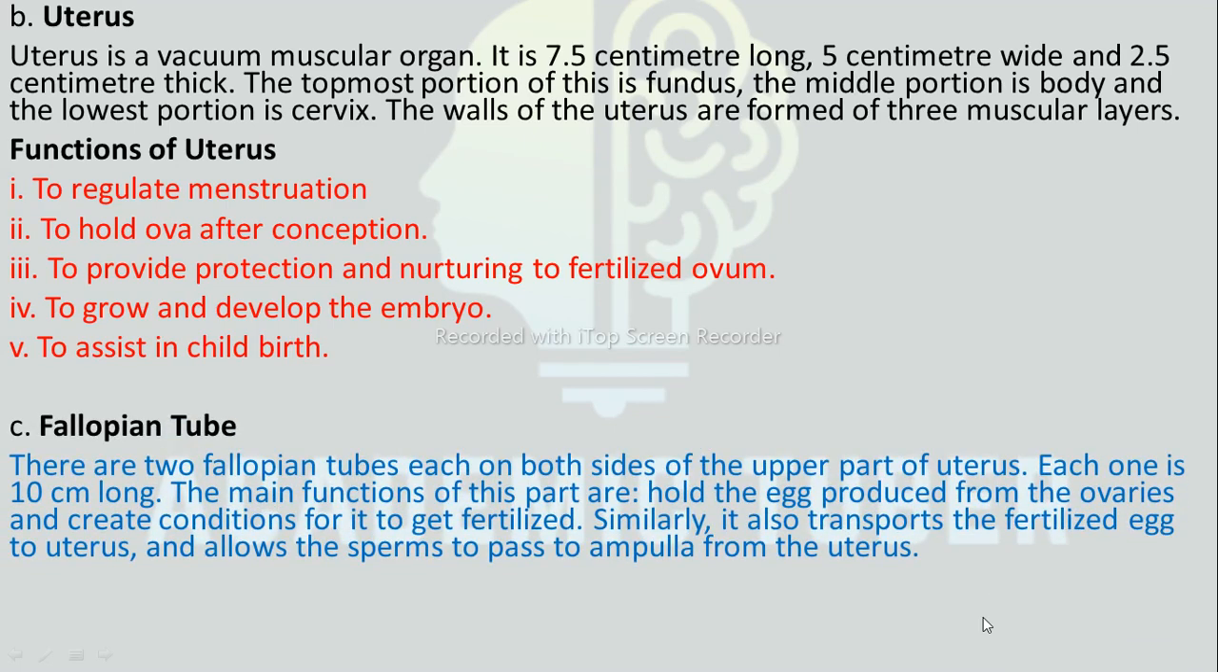Fallopian tube. There are 2 fallopian tubes, one on each side of the upper part of the uterus. Each one is 10 cm long. The main functions of this part are to hold the egg produced from the ovaries and create conditions for it to get fertilized. Similarly, it also transports the fertilized egg to the uterus and allows the sperm to pass through the ampulla from the uterus.